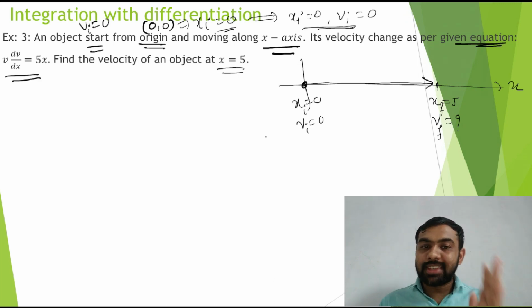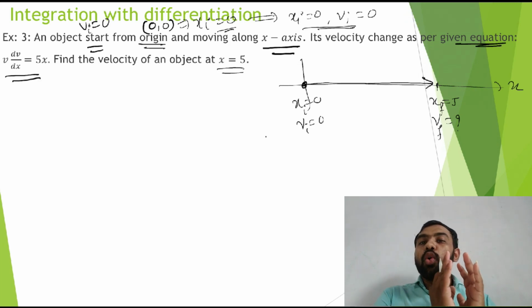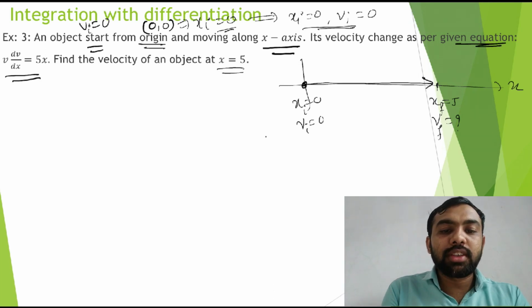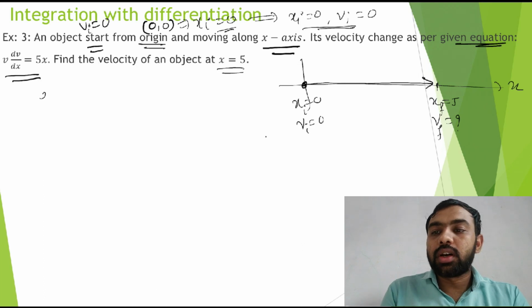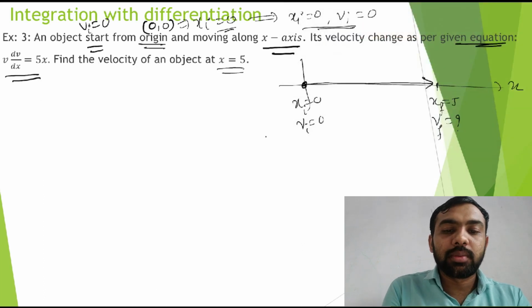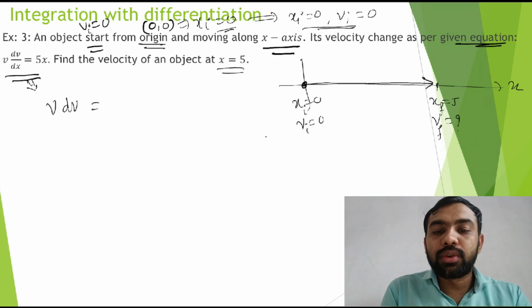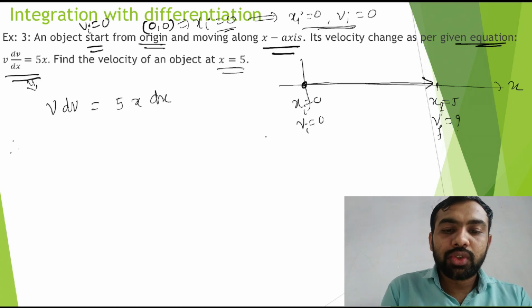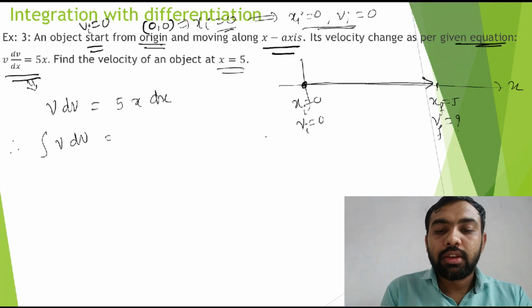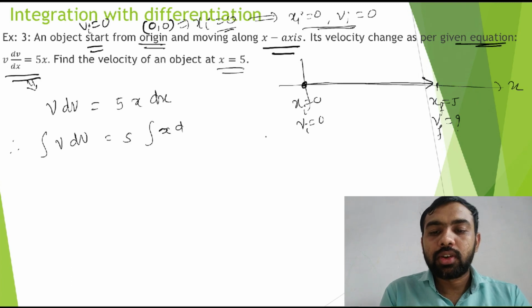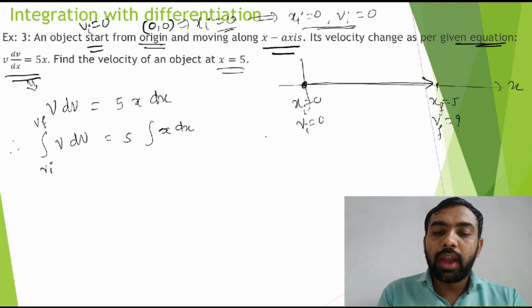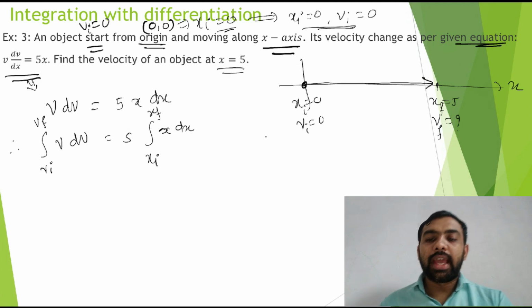So as we studied, if this type of terms is given to you, you just take all these v terms on the left hand side, all these x terms on the right hand side. So how do we get this? We just get these terms in this way. See, v dv is equal to 5x dx. Yes or no? Take an integration on both sides. So integration v dv equals 5 integration x dx. Put the limits here. So v initial to v final, x initial to x final.